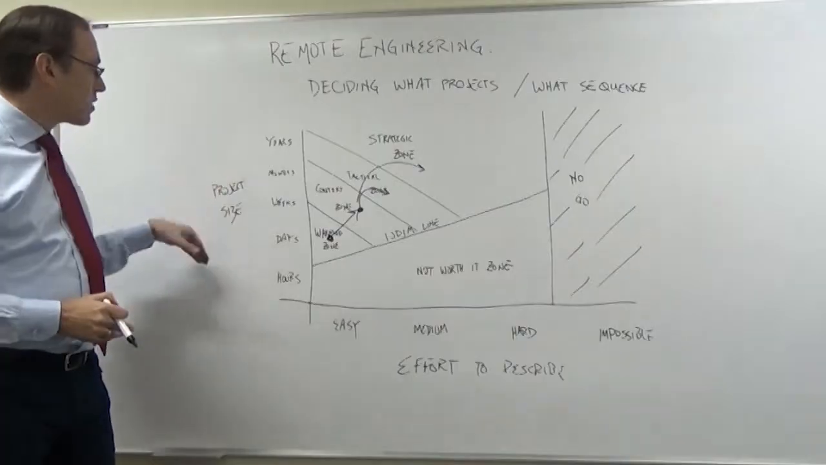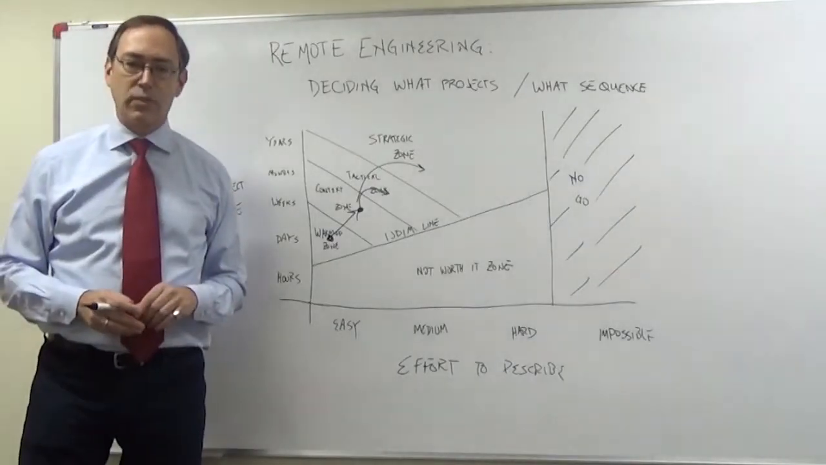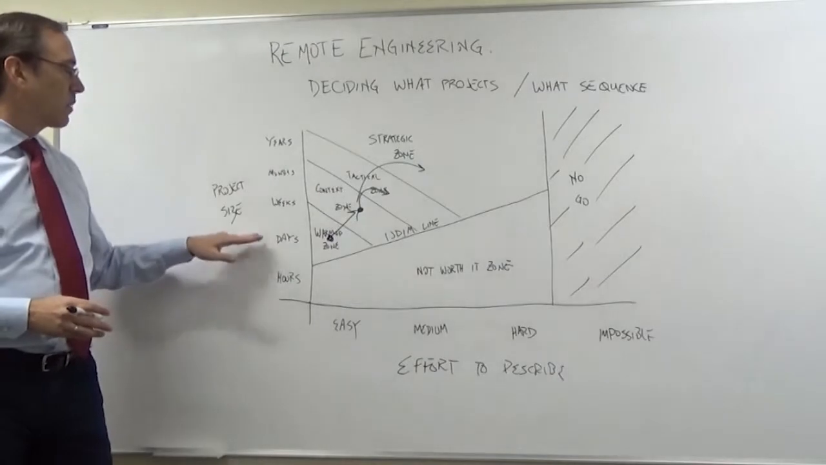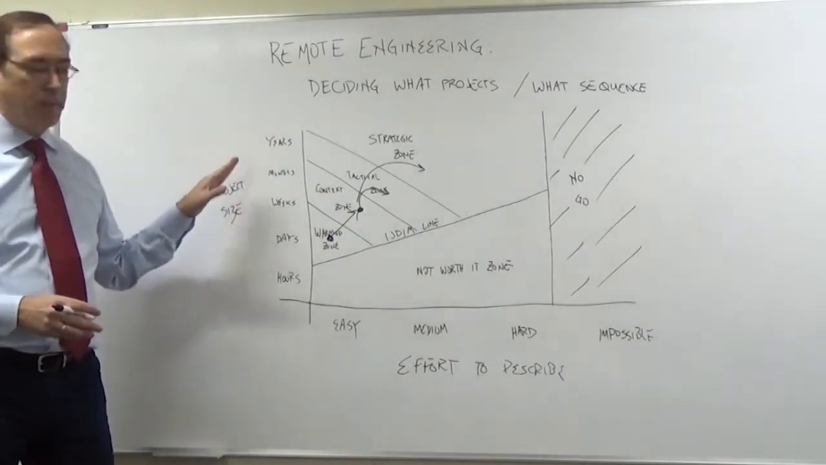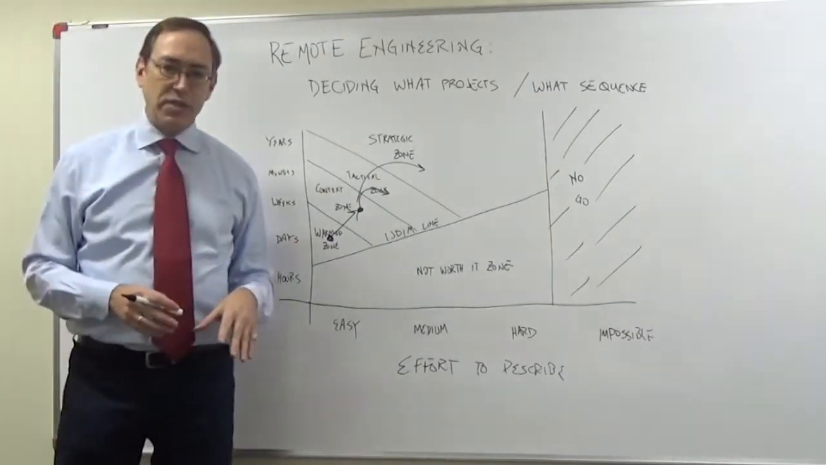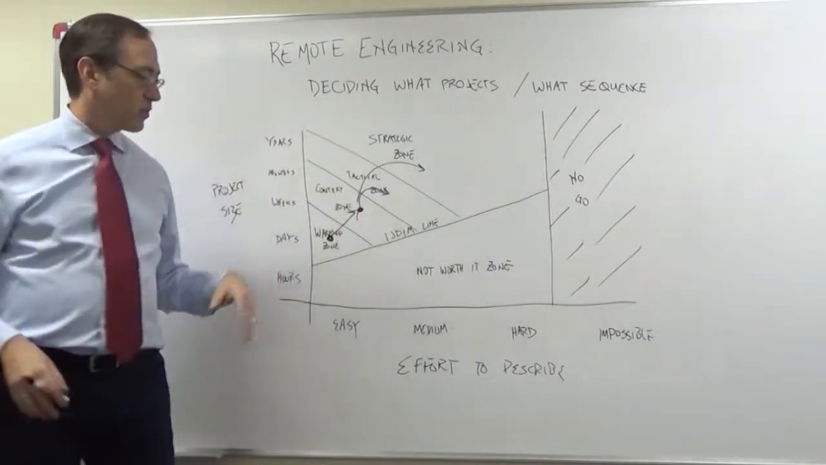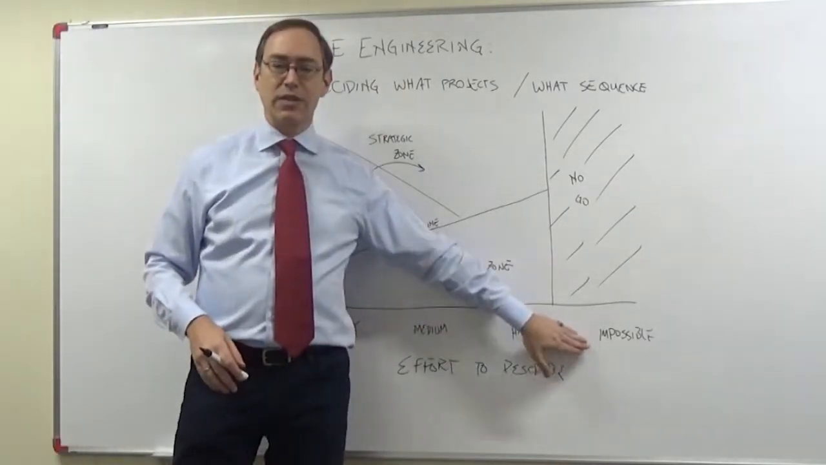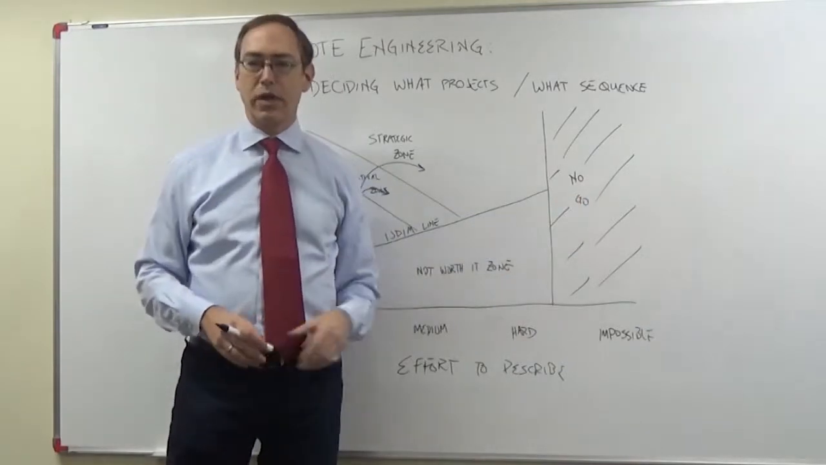And the other dimension is the project size. There are projects that may be completed in hours, up to days, weeks, months, and years. So we're going to look at different types of projects in terms of where they fit on this matrix. And we're going to start with things that are impossible to describe to remote teams. So we're going to call that our no-go zone.